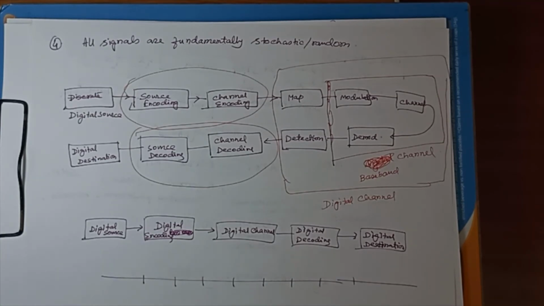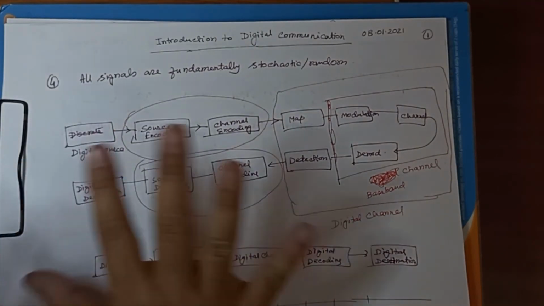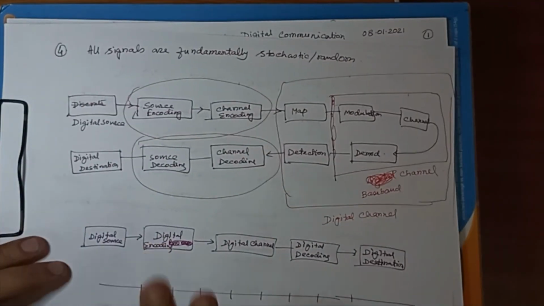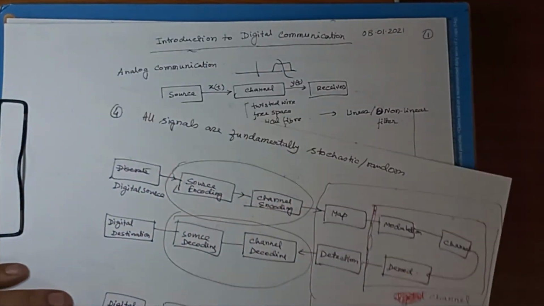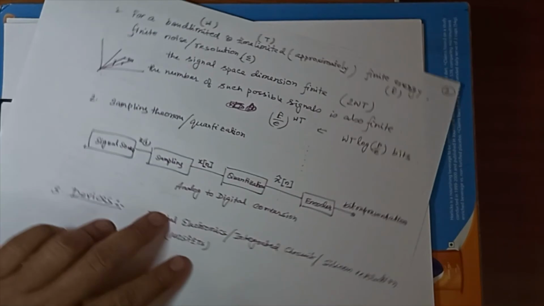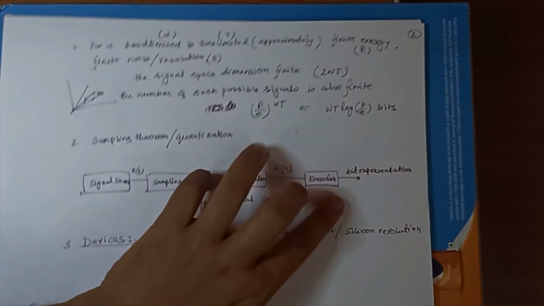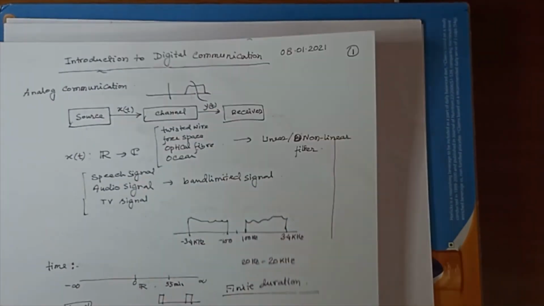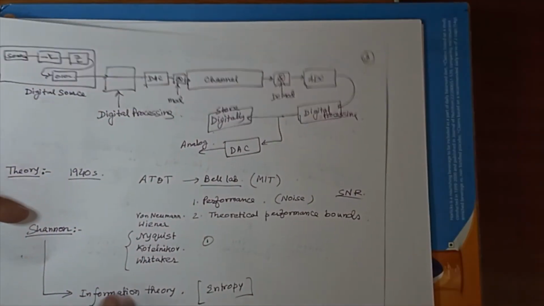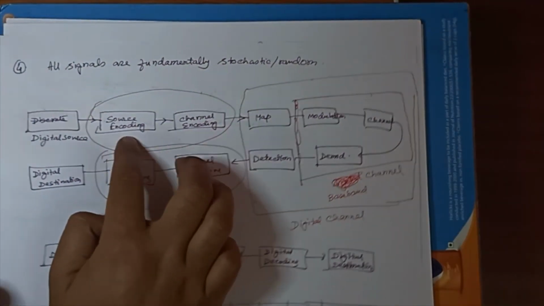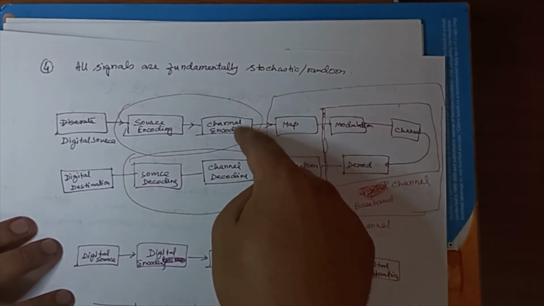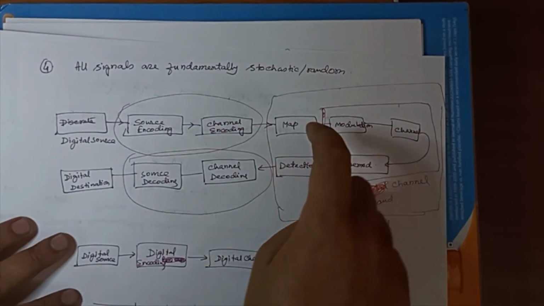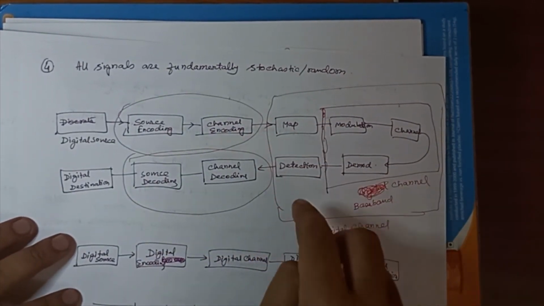My plan for this semester is basically talking about all these things. First, we will convince ourselves about the digital source. We will talk about sampling, quantization, encoding. We will introduce information theory. We will talk about source encoding, source decoding, channel encoding, channel decoding. We will talk about this mapping and detection. We will talk about estimation.